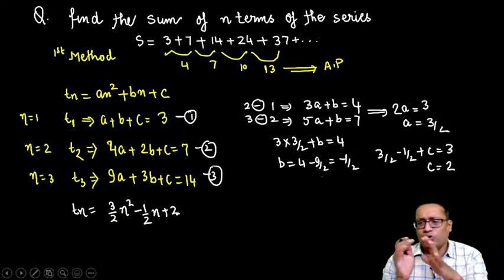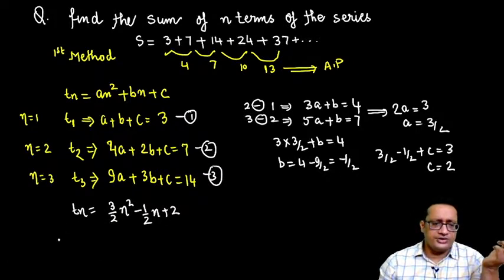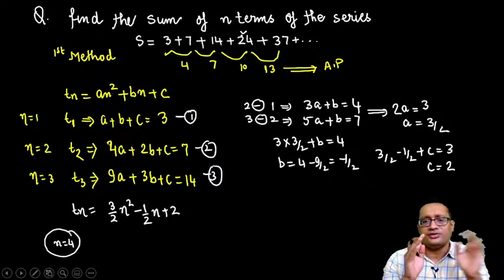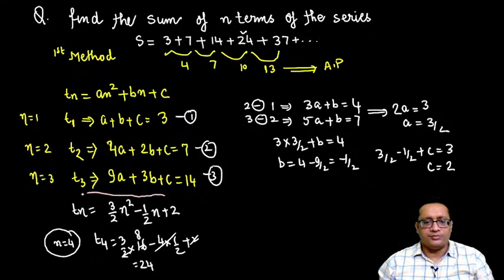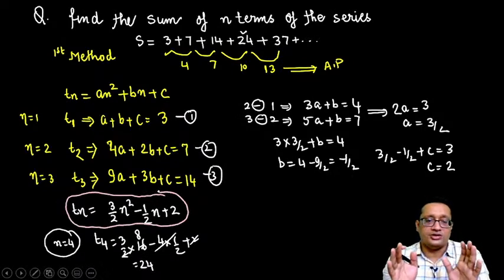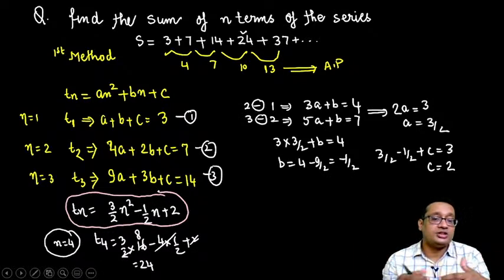I'm not satisfied with this nth term. I want to check it. Let's place n is equal to 4. If t4 comes to be 24, then my answer is correct. 3 by 2 into 16 is 24, minus 4 into 1 by 2 is 2, plus 2. This gets cancelled, this becomes 24. Yes. Now, this is the nth term of the series. Initially, we were not able to find this nth term, but with this method, we are able.